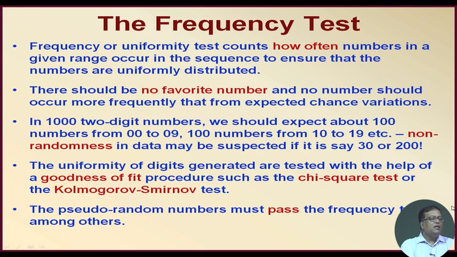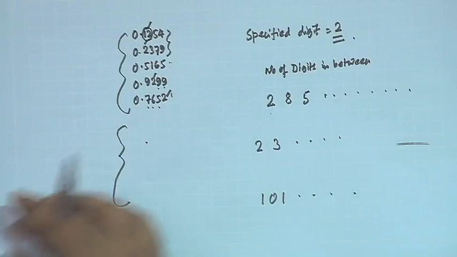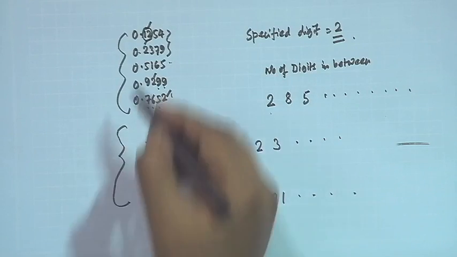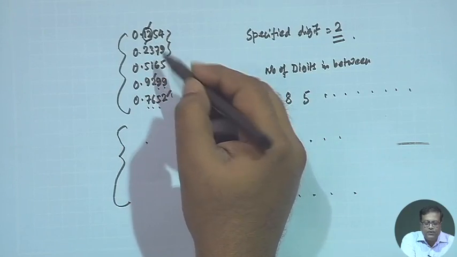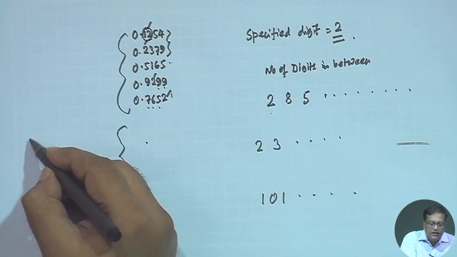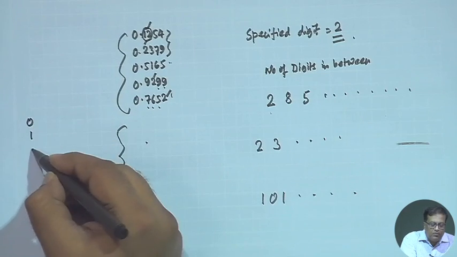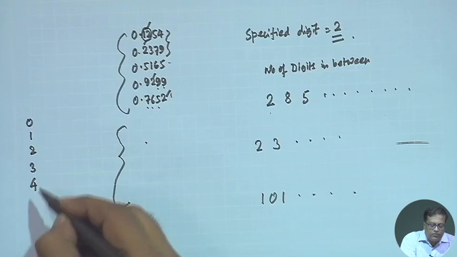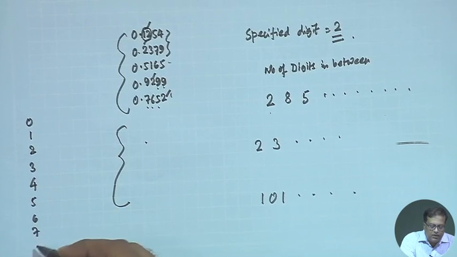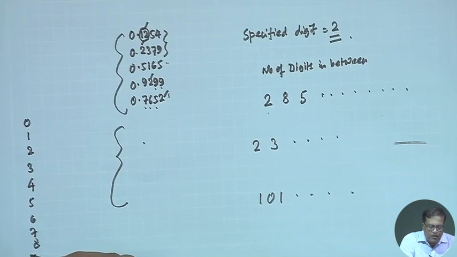So, the frequency test, as we said, we will discuss a little bit more. It really tests how often numbers in a given range occur in the sequence to ensure that the numbers are uniformly distributed. So, what you do? You keep a count of the different numbers that you have got. Here suppose you have these 5 random numbers we have designed. We can check how many 0 1 2 3 4 5 6 7 8 9, right, are generated.